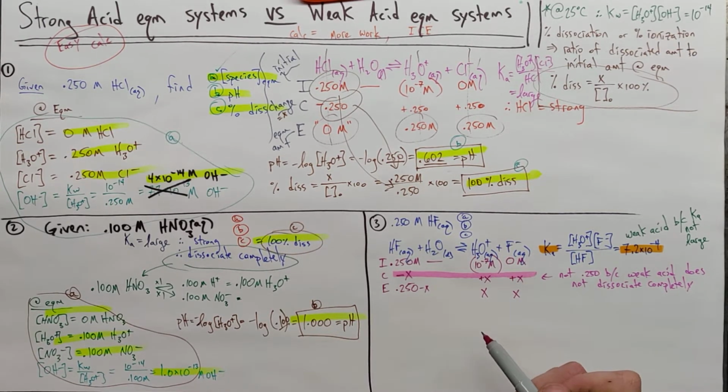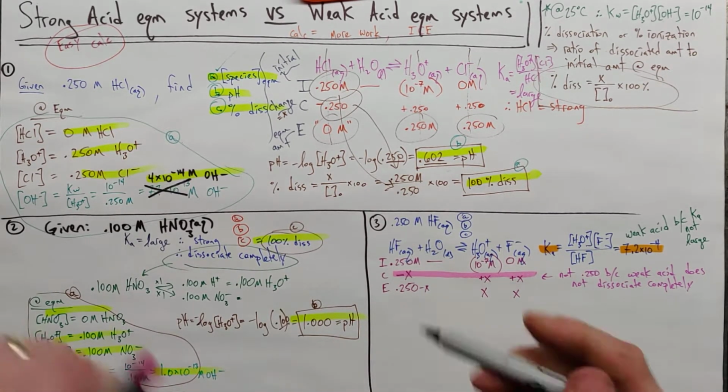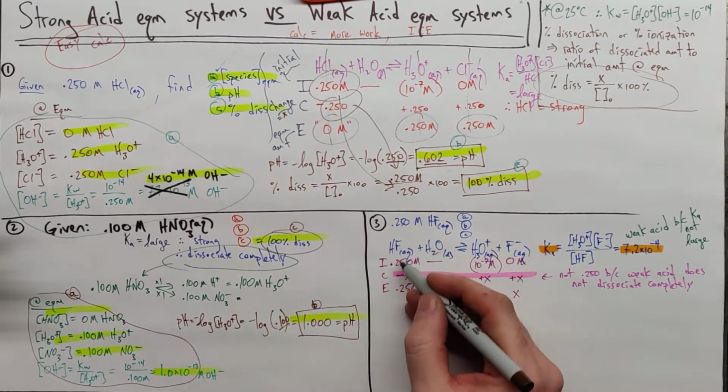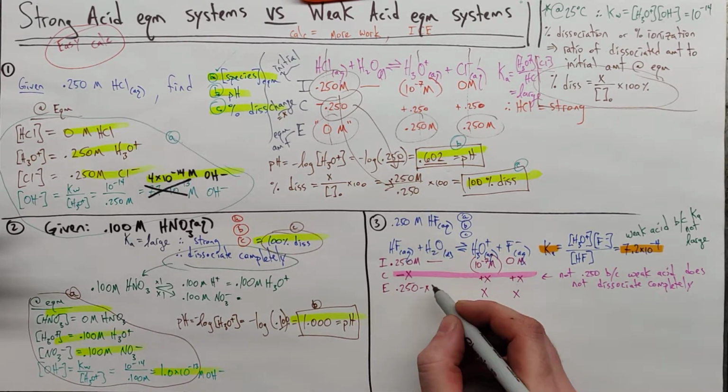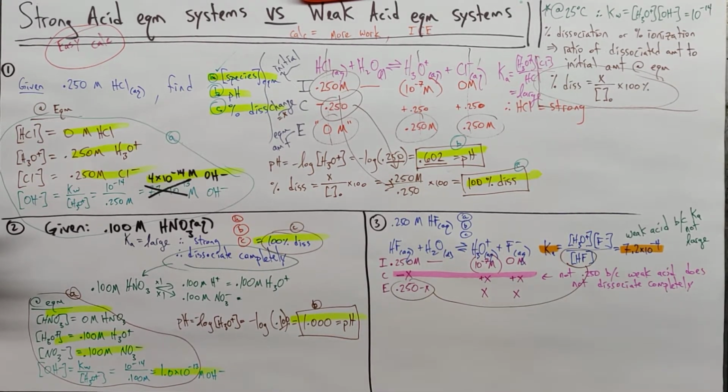This is a math problem, and that is scary to many people, but we can handle it. If you look, our equilibrium concentration of HF is 0.250 minus x. So this number right here is going to go right there in our equation.